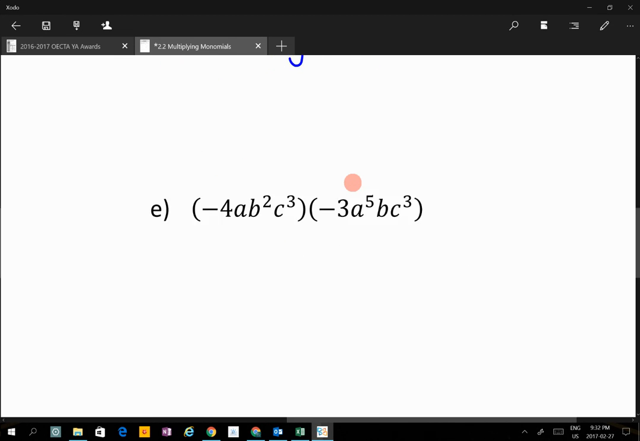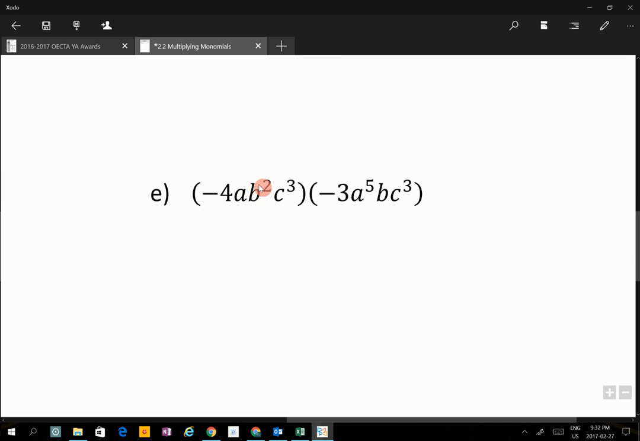Okay, let's look at something even more complex, more variables, more exponents. So here I have a negative 4 for my coefficient, and I have a negative 3. So two negatives will make a positive when I multiply them. So negative 4 times negative 3 is positive 12.